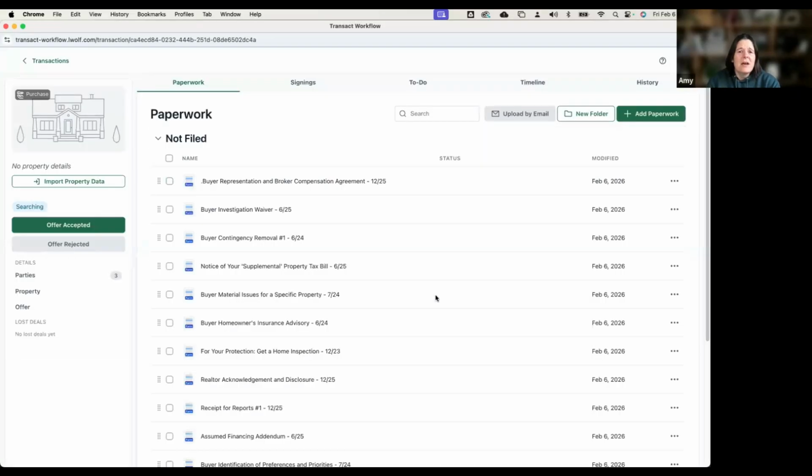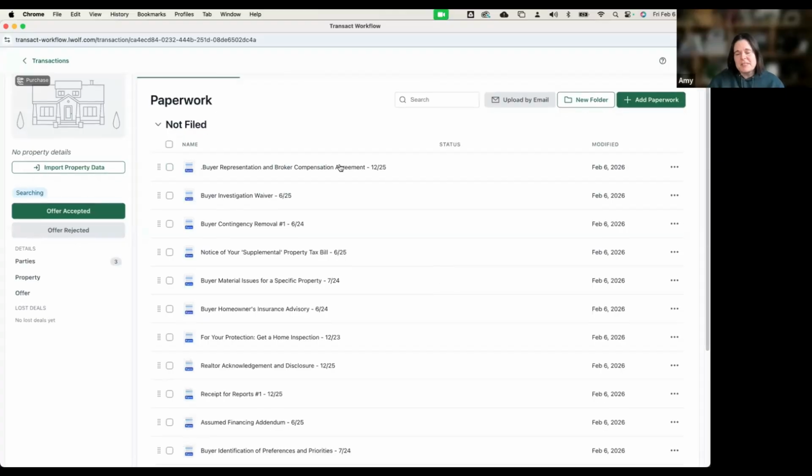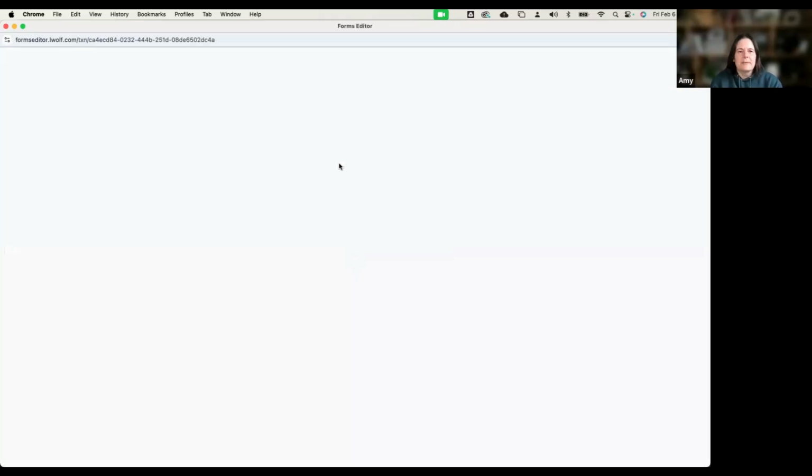So obviously, we're going to start with that buyer representation and broker compensation agreement. That form, in fact, let's go ahead and pop over. We'll open the edit screen. I should have just stayed in there. But that form has some forms attached to it. That's usually what we're going to start with, right?